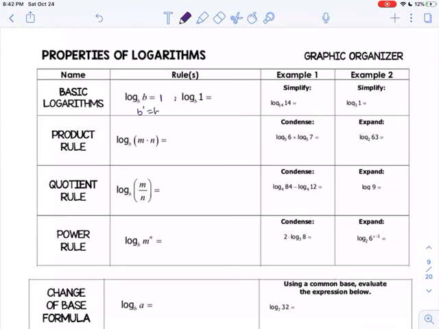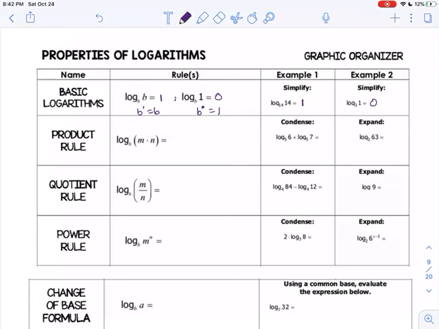So basic logarithm rules. If I have log base b of b, that equals 1. Because remember, log is just the opposite of an exponent. This is really saying b to the first power equals b. And log base b of 1 equals 0. Again, b to the 0 power equals 1.